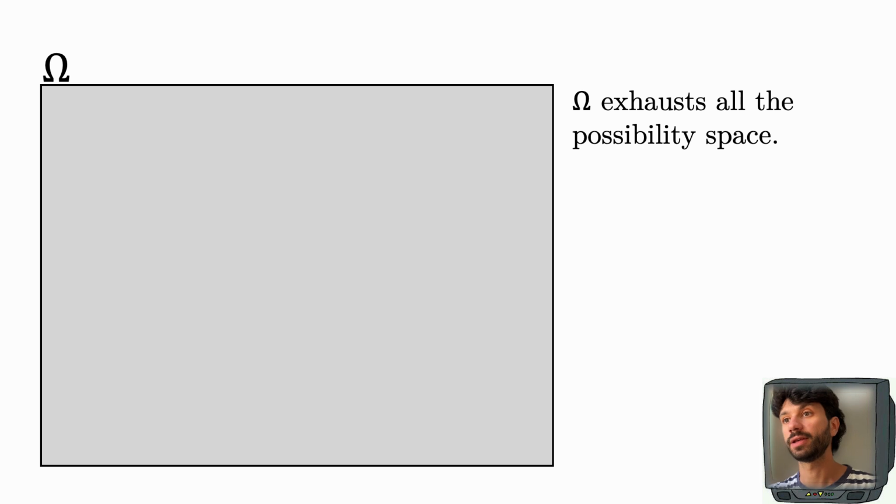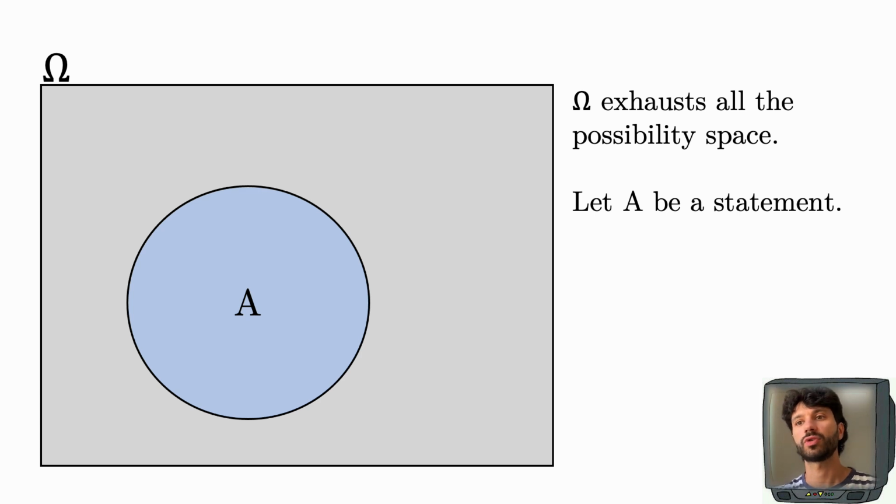Let's get back to our omega. Remember that omega exhausts all the possibility space. So what would a tautology look like in this space? So let's let A be a statement. So we represent A again with the circle in blue. So where is not A over here? Well, not A would be all the gray area, not including the blue area, right? Because A is just what's inside, so you can imagine California. California is A in the space of the United States, and not California is the rest of the United States.